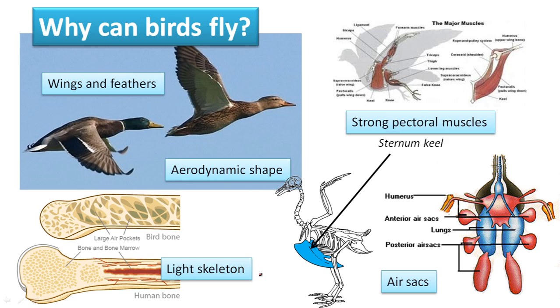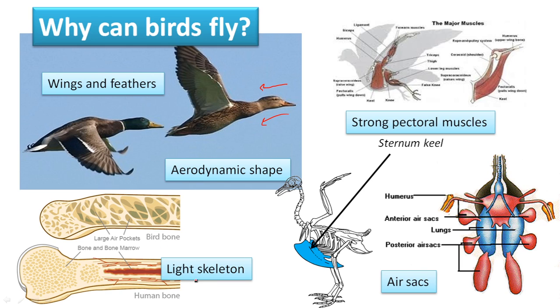Why can birds fly? Well, they have some adaptations, they have some characteristics that allow birds to fly. These characteristics are that they have wings and feathers. Feathers, it's important to keep the temperature of the animal, but also they help them to fly. Also, the aerodynamic shape, that is very useful because there's less resistance to the air when they are flying.